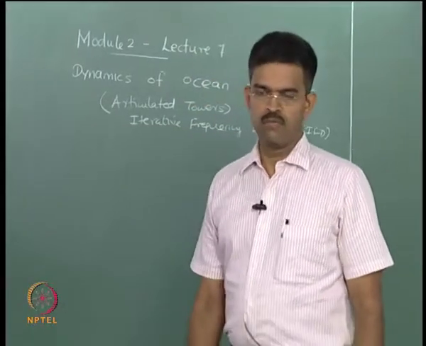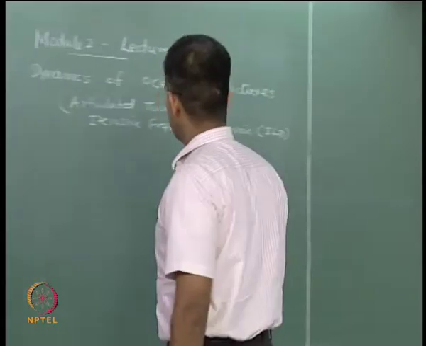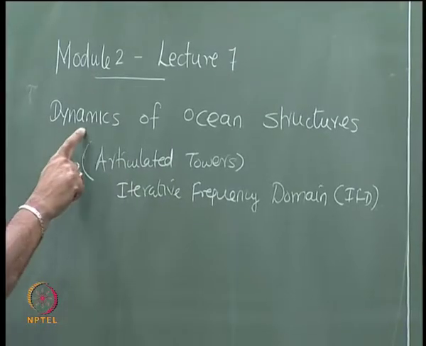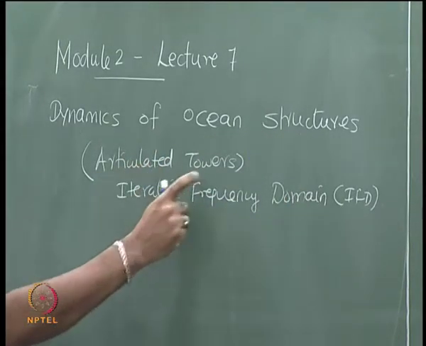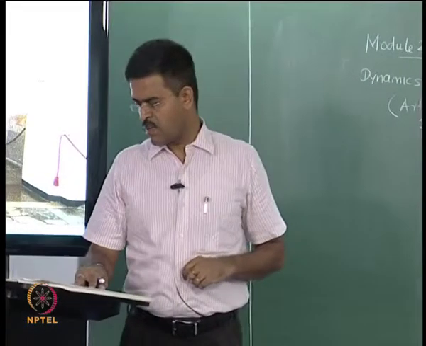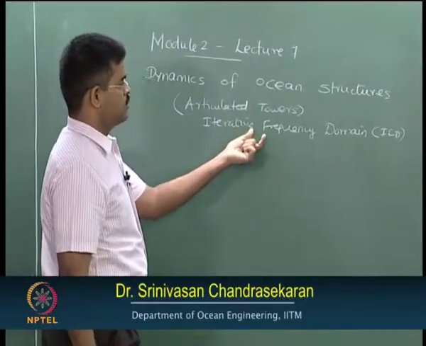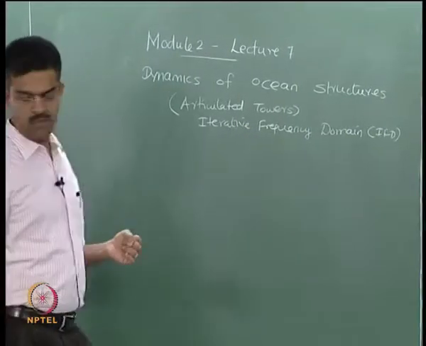So, in this lecture we will continue with the discussions we had in the last class. This lecture will be lecture 7 on module 2, where we are focusing on dynamics of ocean structures, an example application to articulated towers. We picked up an example in the last lecture and wrote down the equation of motion. Let us rewrite the same equation once again and see what would be the scheme of solution we want to handle for the specific problem, which we call an iterative frequency domain.